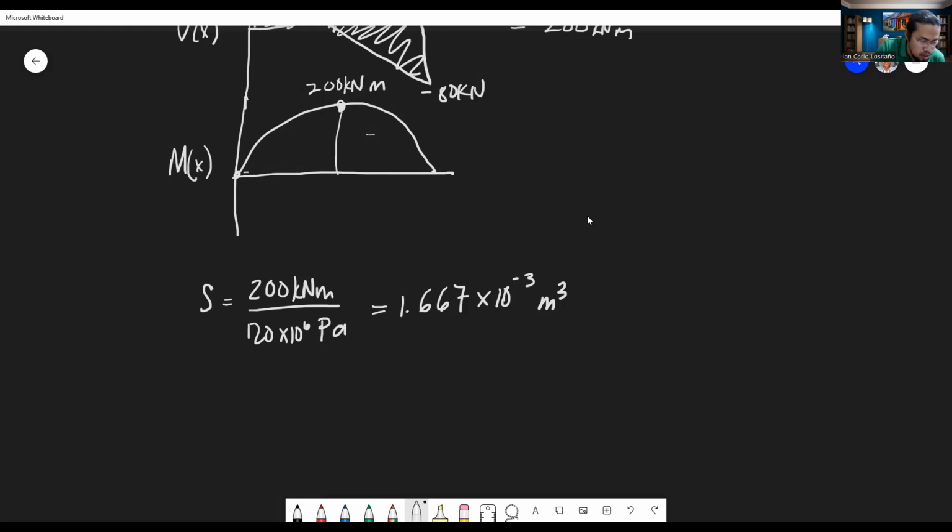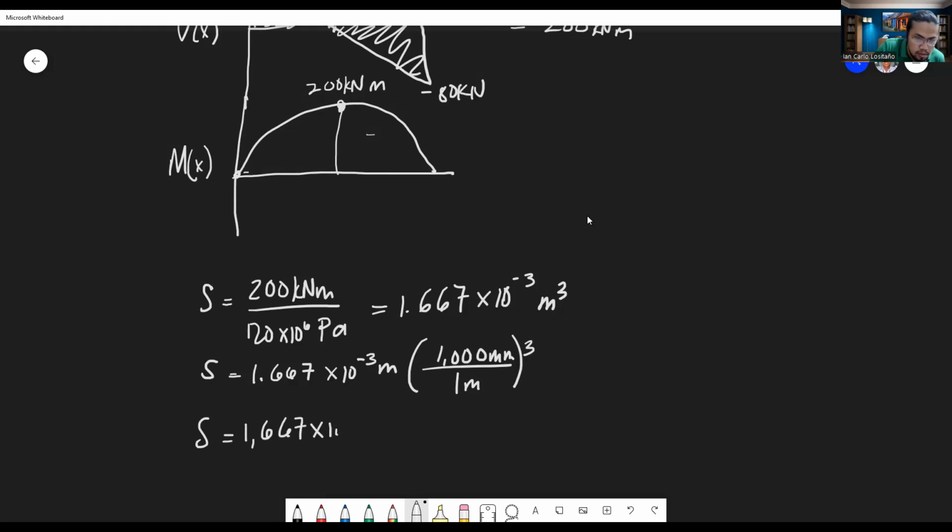So this is going to be in terms of millimeters cubed. It's going to be 1.667 times 10 to the negative 3 meters times 1,000 millimeters over 1 meter, the quantity cubed. So we get S equals 1,667 times 10 to the 3 millimeters cubed.